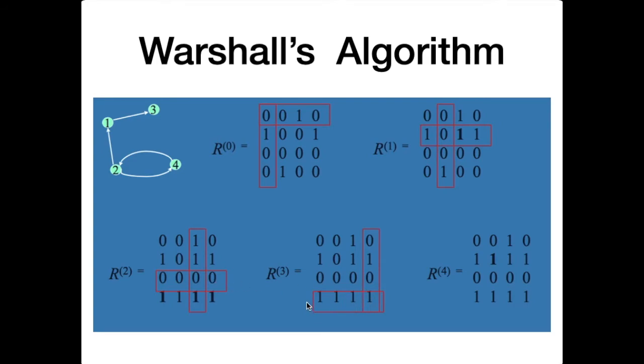The last column and the last row are highlighted for R3. Here, we can still flip a few. Based on the definition, we are interested in a 1 here and another 1 here. So if this is 0, it can become 1 in the next iteration. For R4, this is the final graph, and this is the transitive closure of this graph.